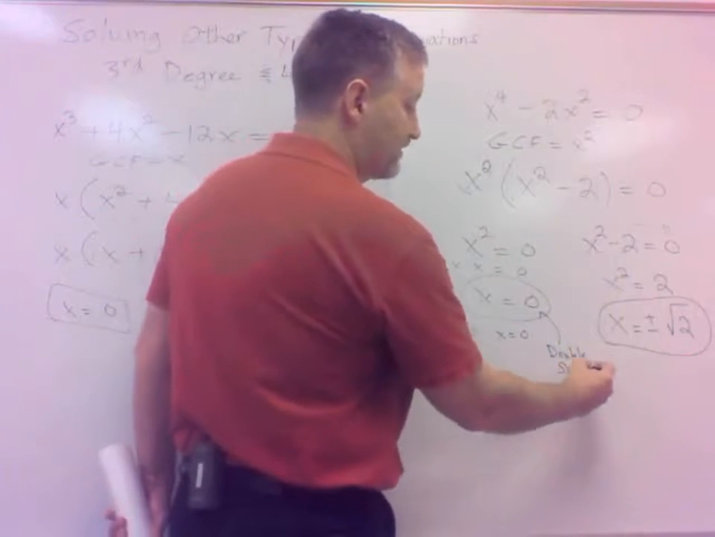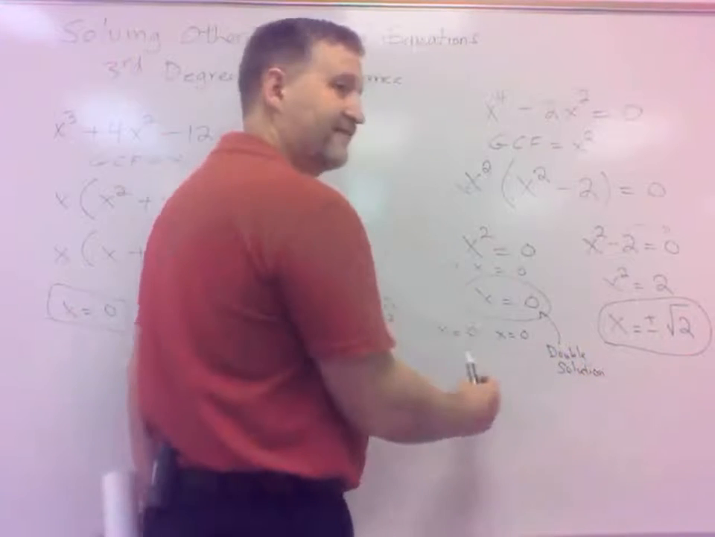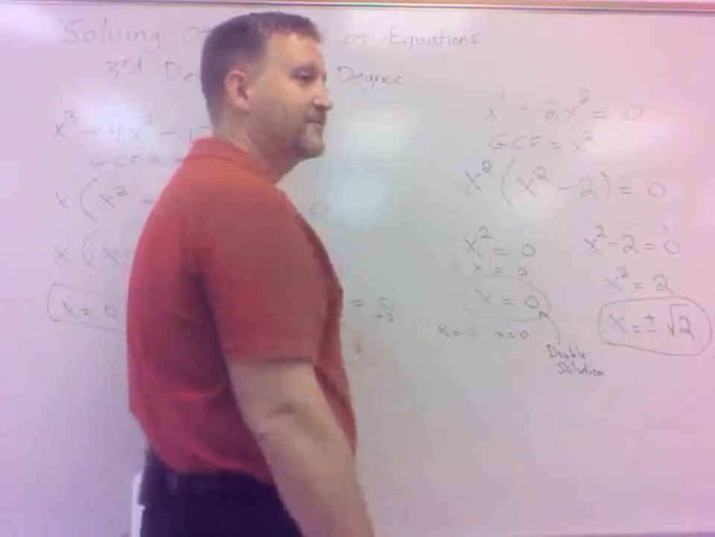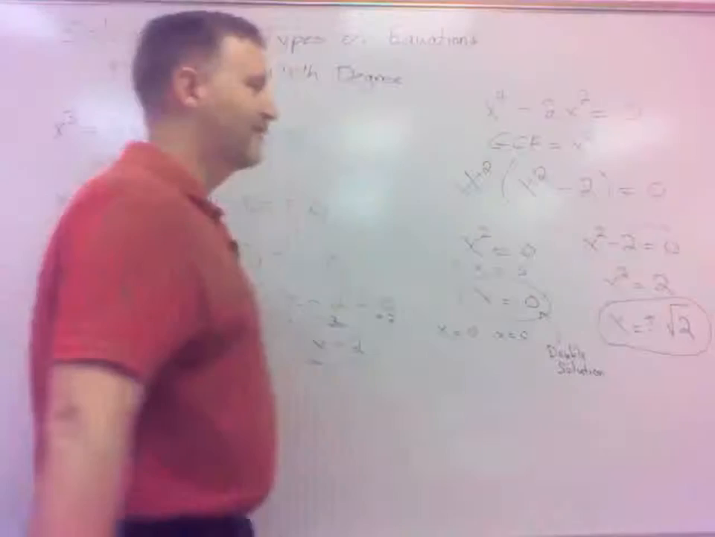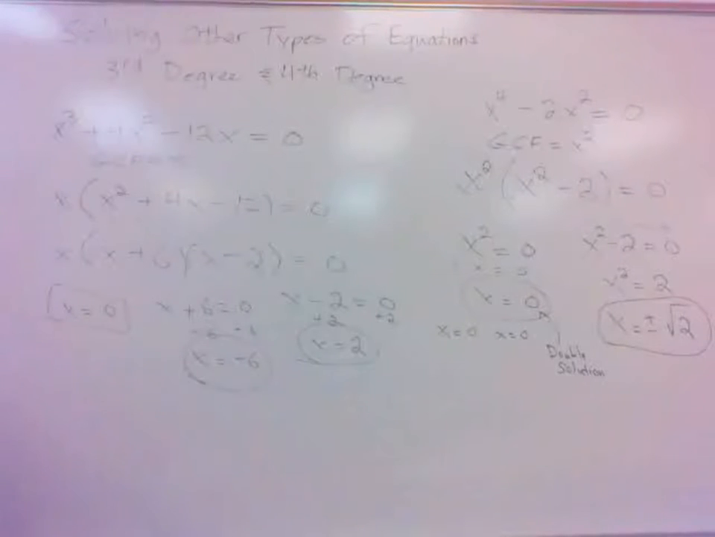And so that's how we get the 4 out of it. You see that? There's actually 2 zero solutions. I mean, they're the same, but there are 4 technically there. It's a double solution for 0. Good question, though. All right.